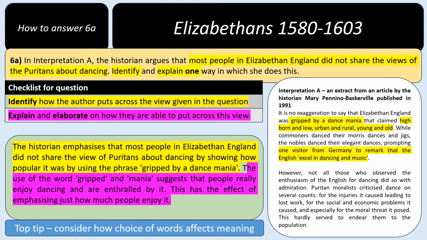You only need to explain one way in which the historian does this, so you don't need to have several examples. What you really need to do is do some really good analysis about the impact of a choice of image or a choice of language within the answer. So that's how you do question 6A.